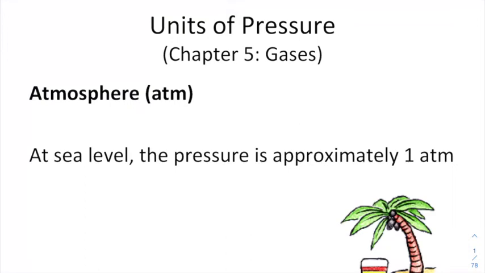All right, so here we're looking at chapter 5, which is our gases chapter, and we're starting off with pressure. We need to know about our units of pressure, and the first unit we're going to talk about is atmospheres, or atm. In chemistry, when we talk about an atm, we're not talking about going to get some cash. We do mean the atmospheres. At sea level, our pressure is approximately 1 atm, and that's our room pressure. So in the room you're in right now, it should be right around 1 atm.